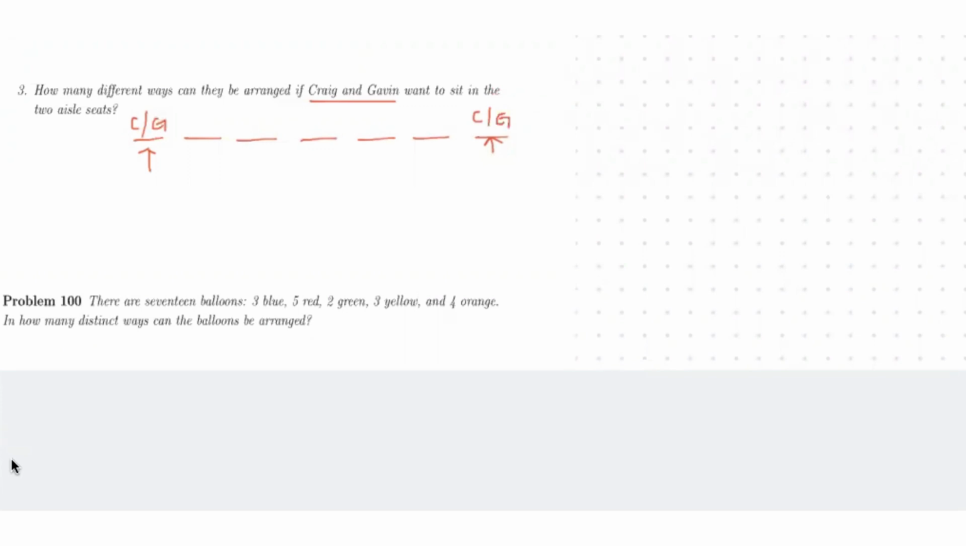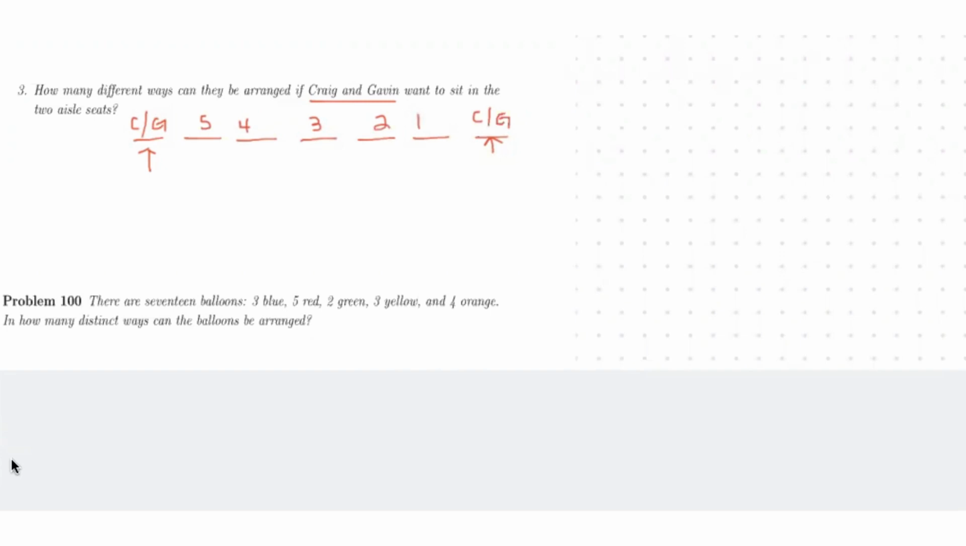Those 2 folks can sit in the aisle seats, but the remaining 5 friends can sit in the middle seats. So there are 5, 4, 3, 2, 1. Those friends, we don't care, you sit in the middle together.